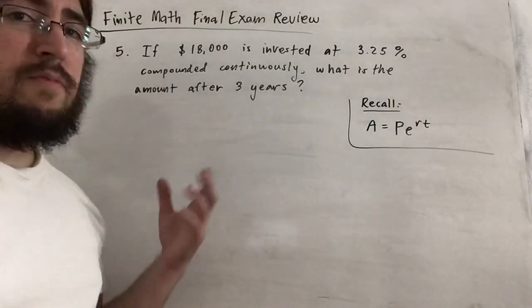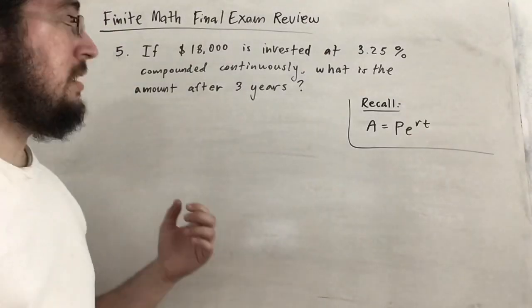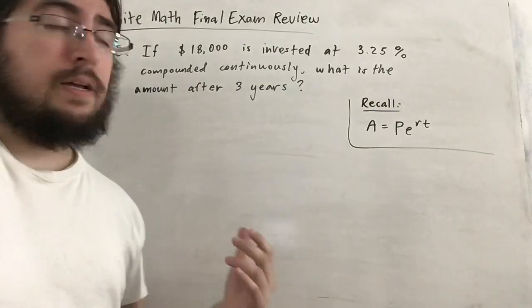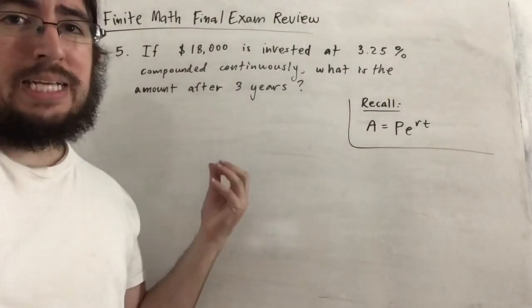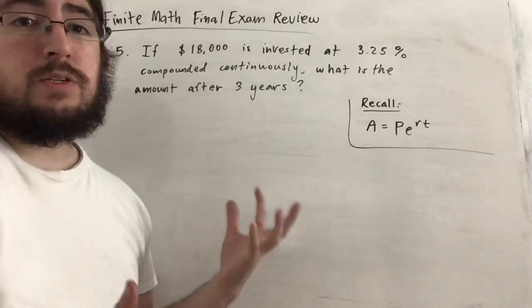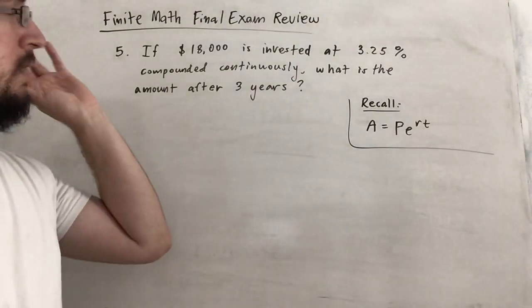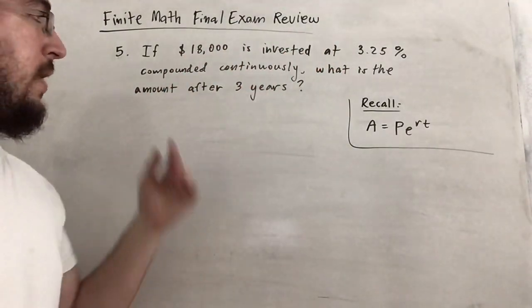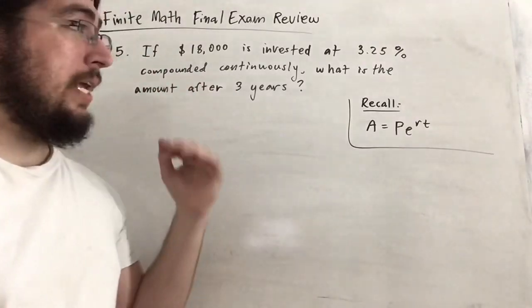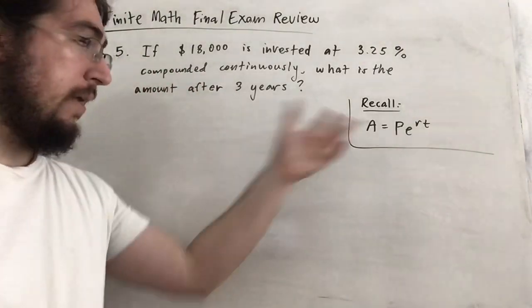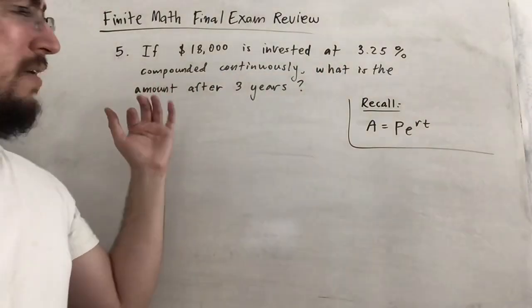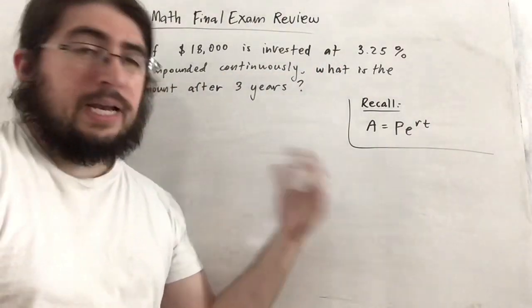Okay, so number 5, much like number 4, is a problem in finance. The only thing is it's a little different. Instead of finding how long it'll take, it's a little more straightforward. It asks how much will be in the account after a certain amount of time has passed. So it says, if $18,000 is invested at a 3.25% yearly interest rate, but compounded continuously, so the formula is a little different, and I recall that here, but we'll get to that in a minute. What is the amount after 3 years? So again, I recall this formula.